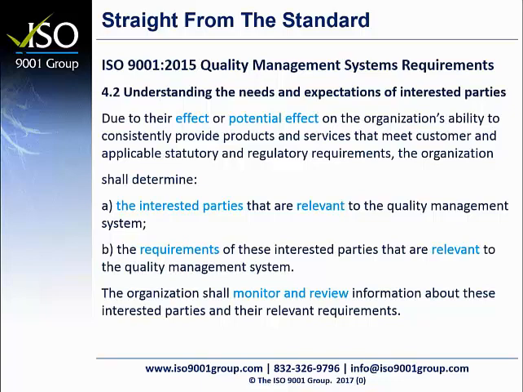And so what we're talking about are interested parties that are relevant to your organization's quality management system. Because today we're talking about ISO 9001, which is a quality management system standard. Now, the reason why I'm stressing this is because, of course, you have interested parties in other management systems within your organization, just in your business in general, in your safety systems, environmental systems, other management systems. But today, I want us to focus on interested parties that are relevant to the quality management system. And then B, the requirements of these interested parties that, again, are relevant to the quality management system.